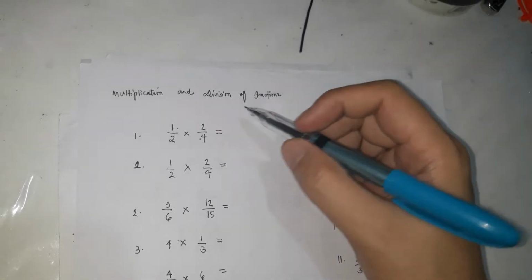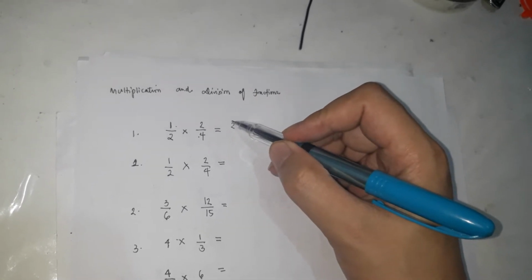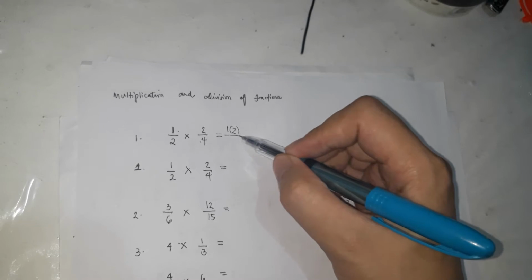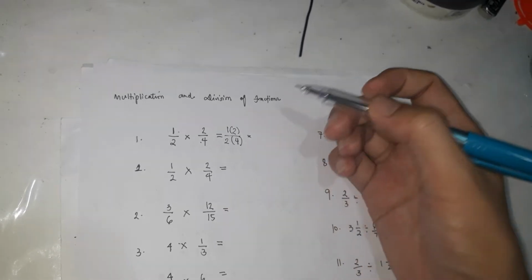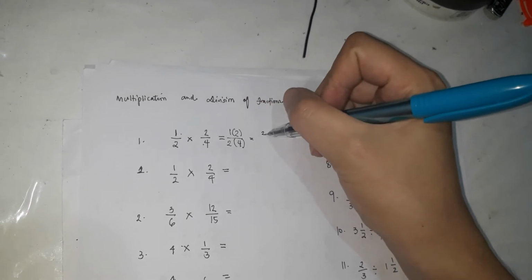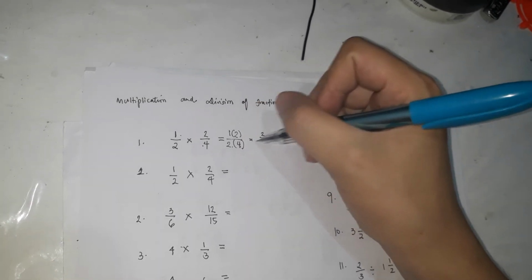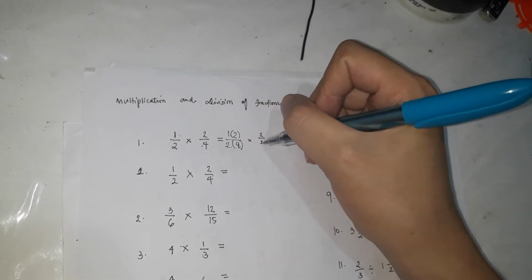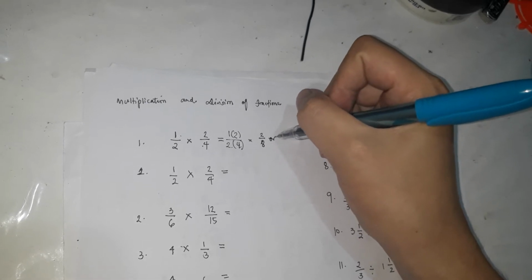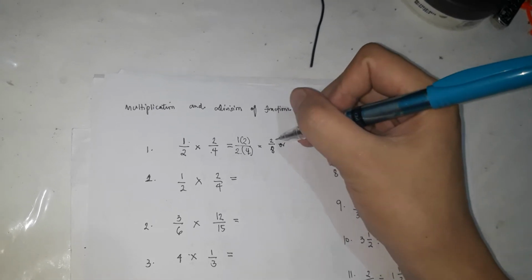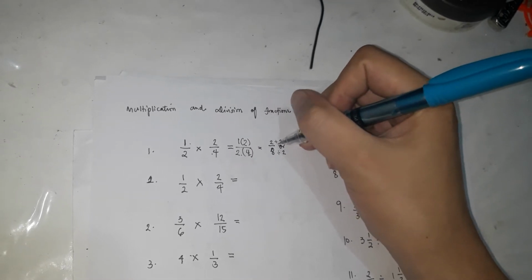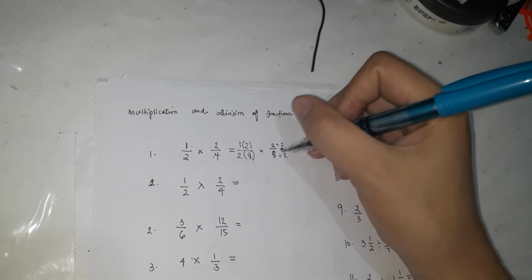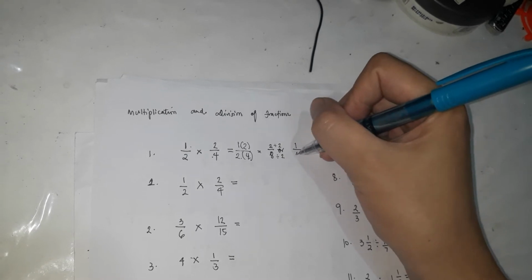1 times 2 is 2, so that it will be easier to understand, 2 over 2 times 4, which is 8. Simplest form: what possible number can you divide 2 and 8? What is the greatest number? It's 2. 2 divided by 2 is 1, over 8 divided by 2 is 4.